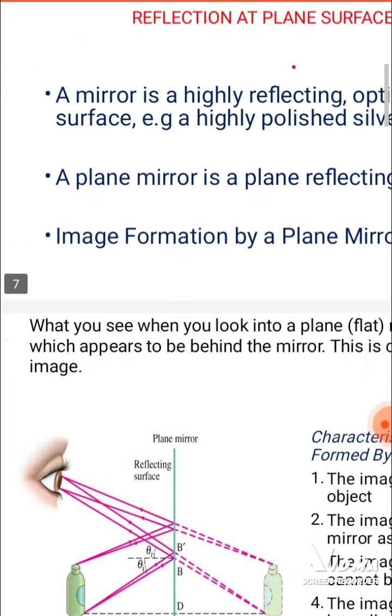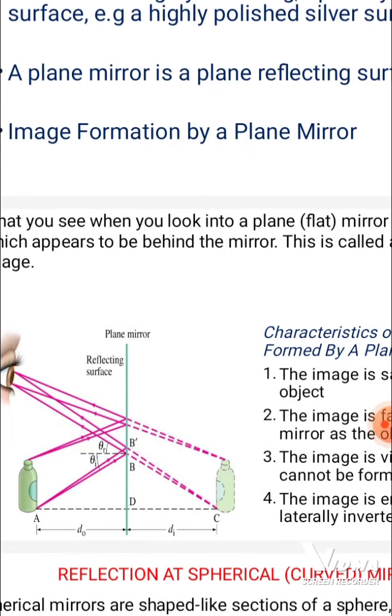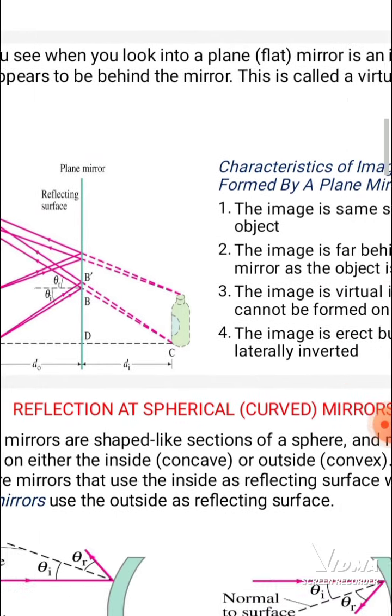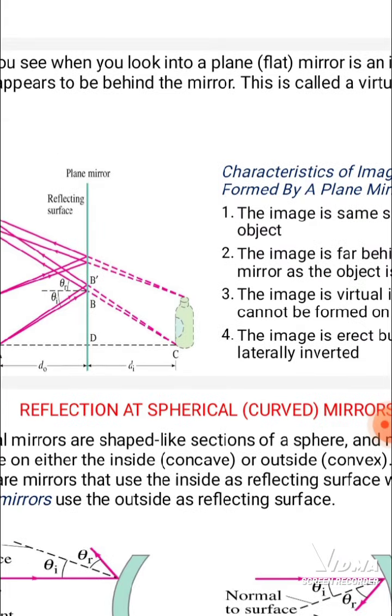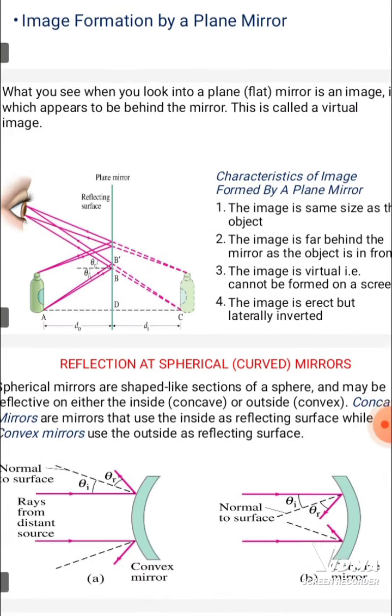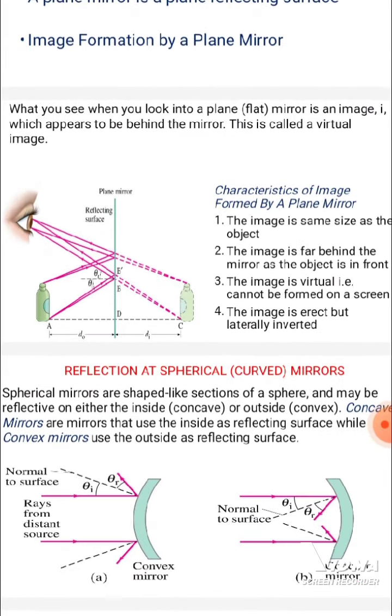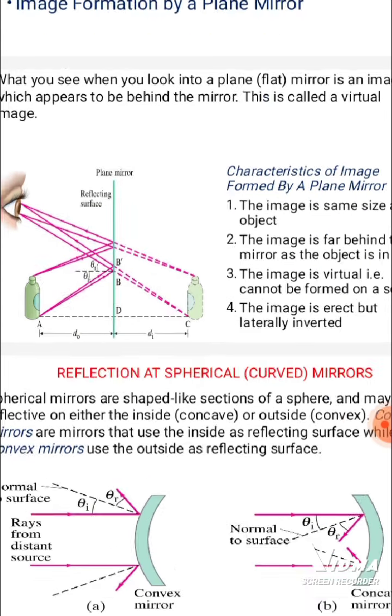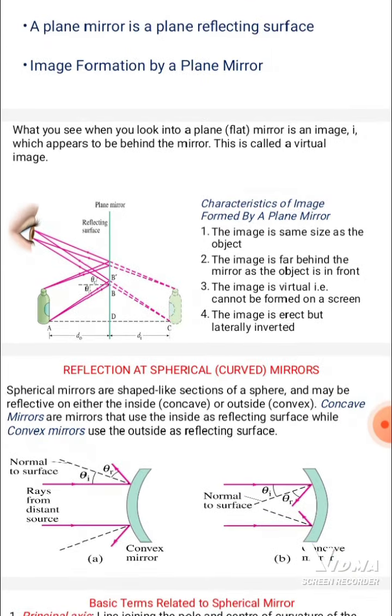Then the third one, the image is virtual, that is, it cannot be formed on a screen. You cannot get the image on the plane mirror, but it looks as if it's at the back of it. So in that case, the image is said to be virtual. Then number four, the image is erect. As you can see, the image is as sharp as the object.